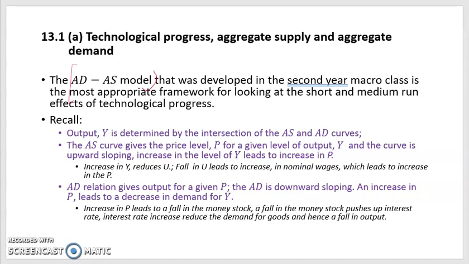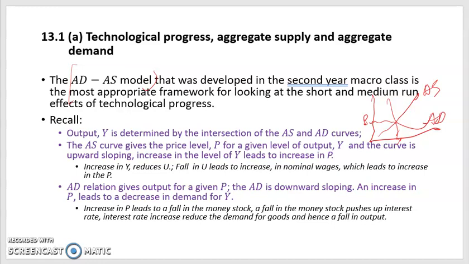So if you may recall, the basic structure of this model is that output Y is determined by the intersection of aggregate supply and aggregate demand curve. So they looked something like this, with the AS being upward sloping and the AD being downward sloping, and they showed the equilibrium by the intersection of the two, where there's equilibrium price and equilibrium output.